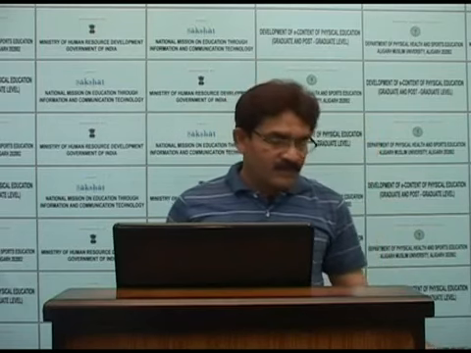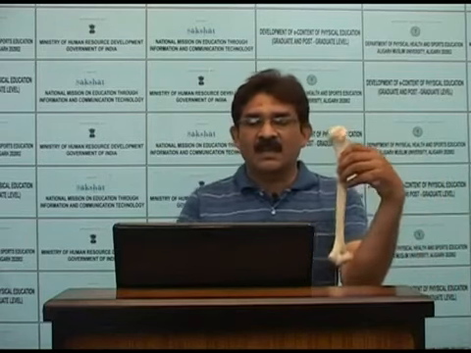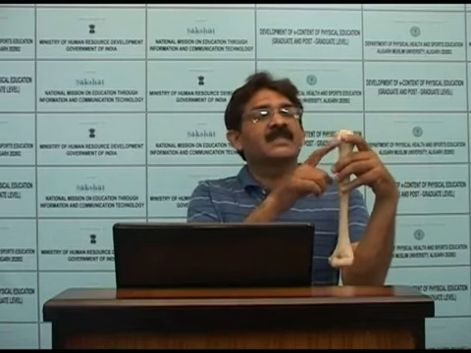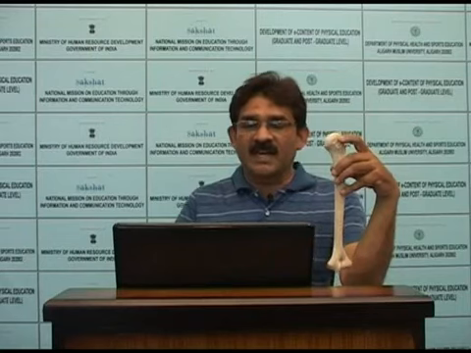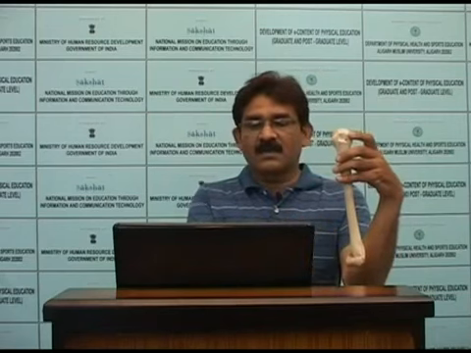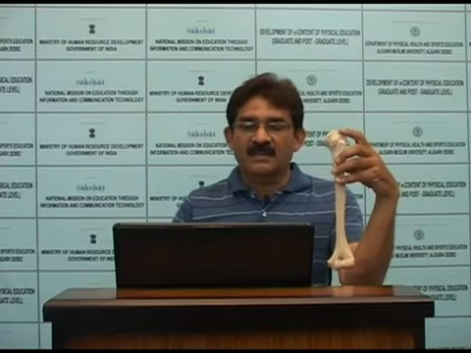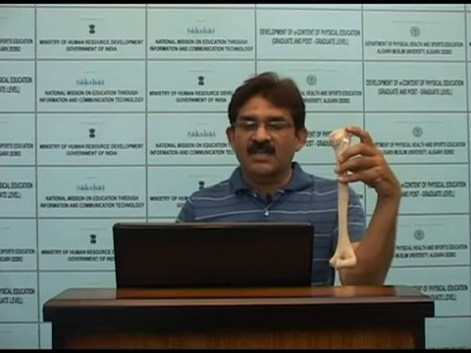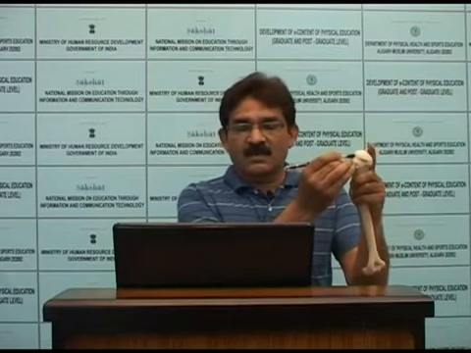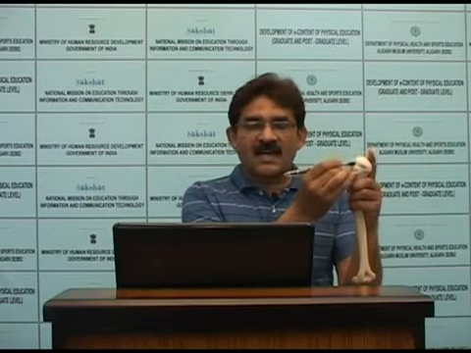Next is the humerus. It has two ends. Upper end: head of the humerus, anatomical neck, surgical neck, greater and lesser tubercles. This is the greater tubercle and this is the lesser tubercle. Crests of the greater and lesser tubercles. Intertubercular groove. This is the intertubercular groove. This is the surgical neck.